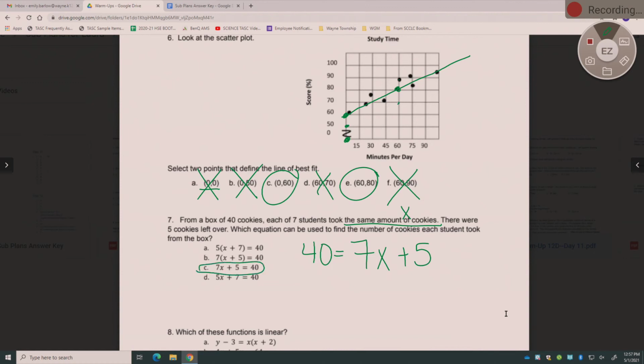Now we notice in my answer box, the 40 is on the right side of the equal sign, and the 7x plus 5 is on the left side. And in my answer, the 40 is on the left side, and the 7x plus 5 is on the right. But that's okay, as long as this equal sign is separating my pieces of information the way it's supposed to be. So I've got 40 on one side of the equal sign, 7x plus 5 on the other side of the equal sign. So I am okay.